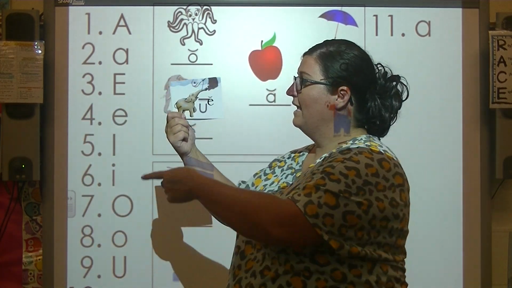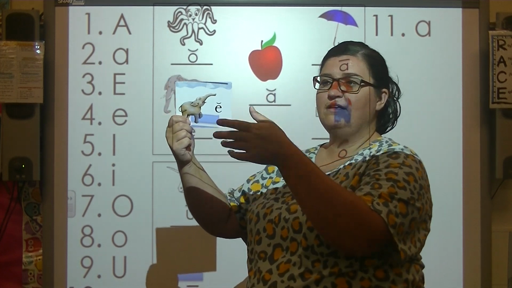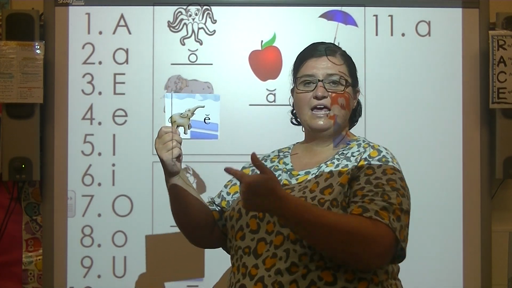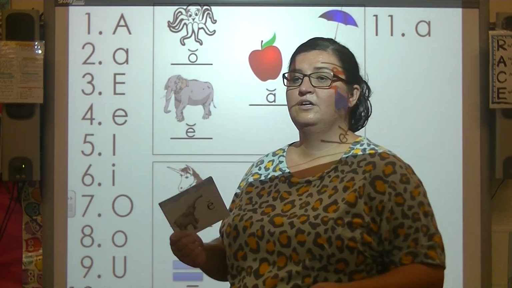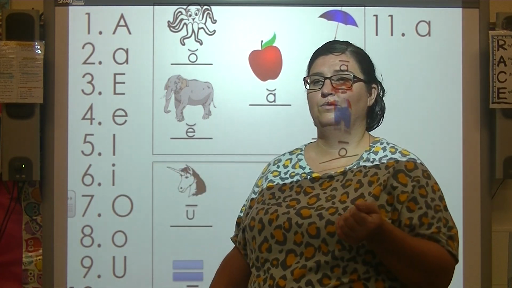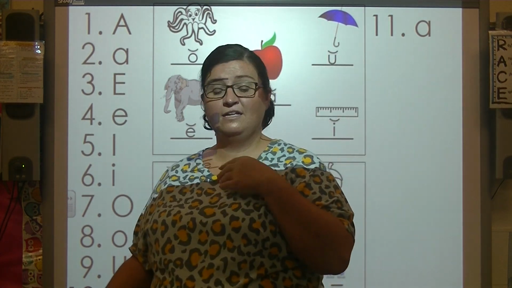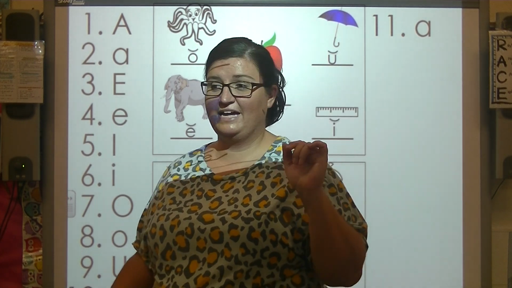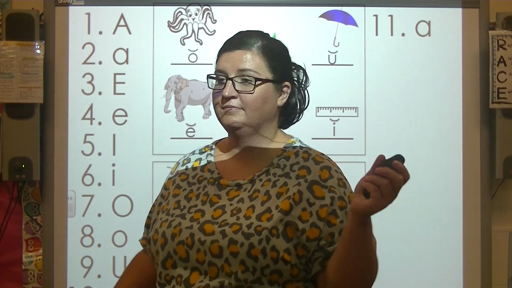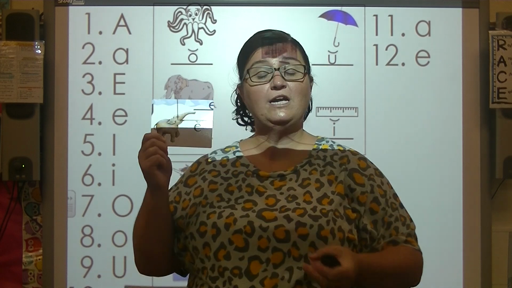My turn. Elephant. Short E. Say it with me. Elephant. Short E. Listen to the sound. What sound? Yes. Number 12. Write the sound. What letter? Yes, it should be short E with the breve.